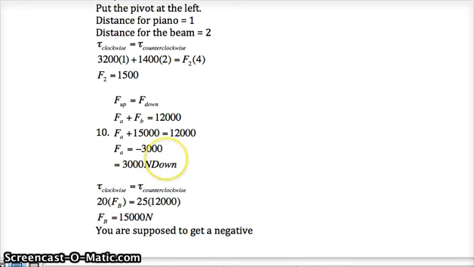Now, when you go back into the force equation, you do get negative 3,000 newtons for your force, but that's because they drew the arrow in the wrong direction. They drew it up. It should actually be down. A negative force just means a force in the opposite direction from when it's drawn, because force is a vector.